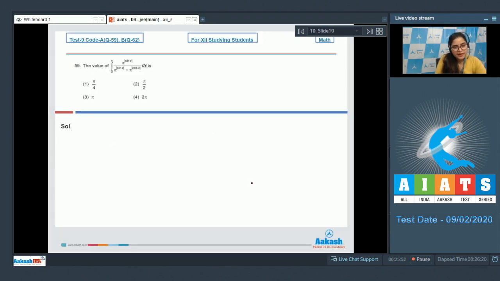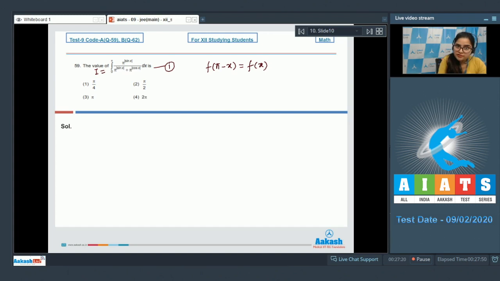The value of the integral from 0 to pi of pi to the power mod of sin x, divided by pi to the power mod of sin x plus pi to the power mod of cos x, dx, is. So see, f of pi minus x, you are getting pi to the power mod of sin x in the numerator, and in the denominator you will get the same. So f of pi minus x is equal to f of x.